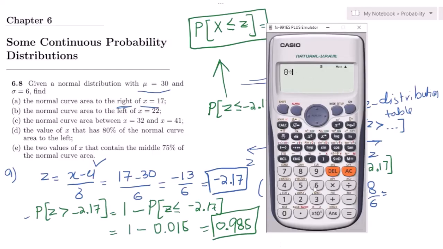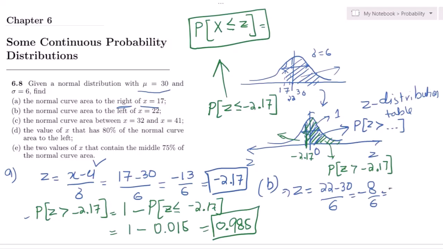8 divided by 6 would be minus 1.34. So minus 1.34 is the value of z. Now we have to find the normal curve area to the left of it. Okay, that is the left, so we don't have to use another formulation for it.